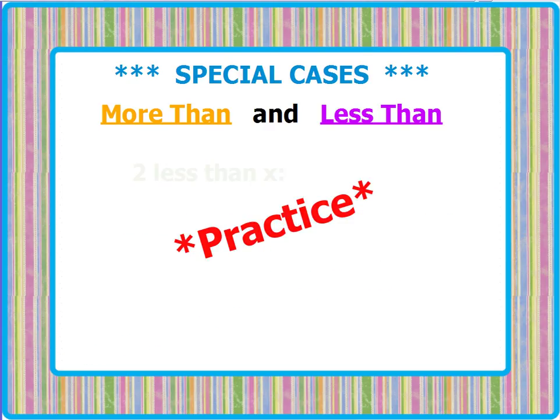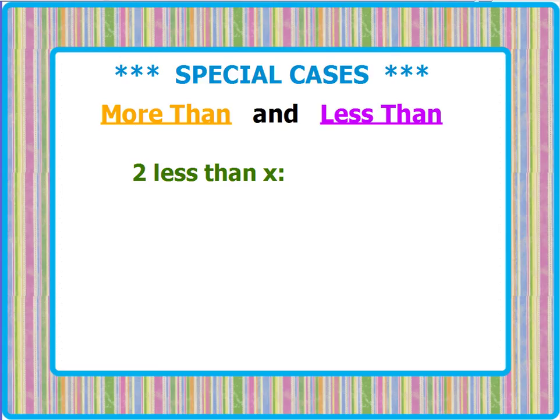Let's practice that just a little more. If I say 2 less than x, how do I need to write that? That's x minus 2. If I say 4 more than y, I should write y plus 4. This is why more than isn't quite as important as less than, because y plus 4 is the same as 4 plus y. But again, if I can group less than and more than together as special cases, it'll be easier to remember.